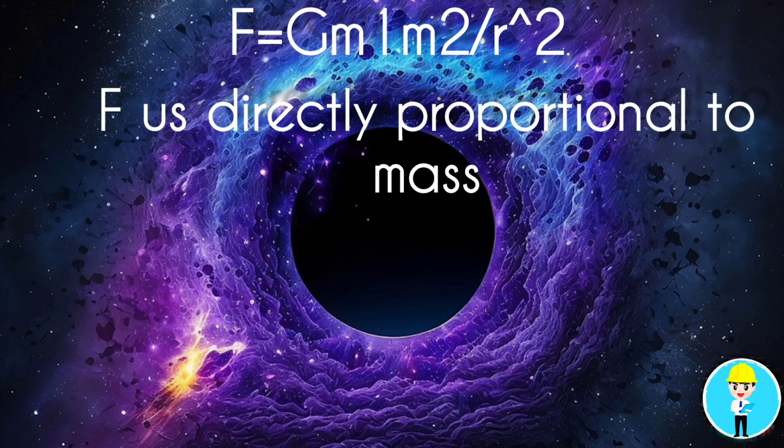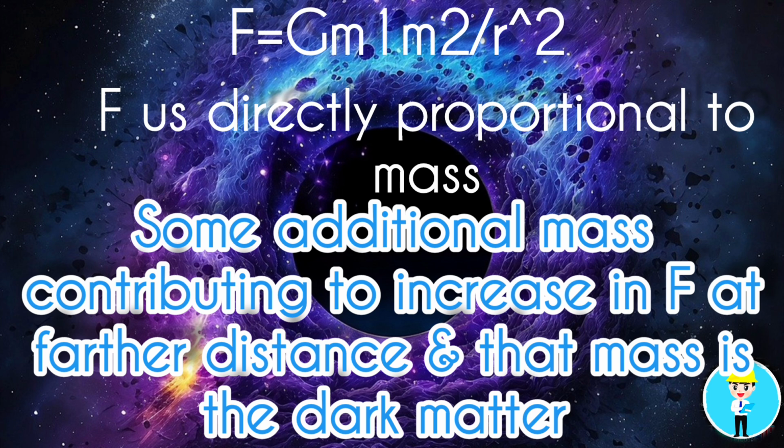So that means there is something which is contributing to the increase in the gravitational pull, and that is actually the additional mass, because it is directly proportional to mass. So if we increase the mass, the force of gravity will also increase. So that additional mass is itself the dark matter.